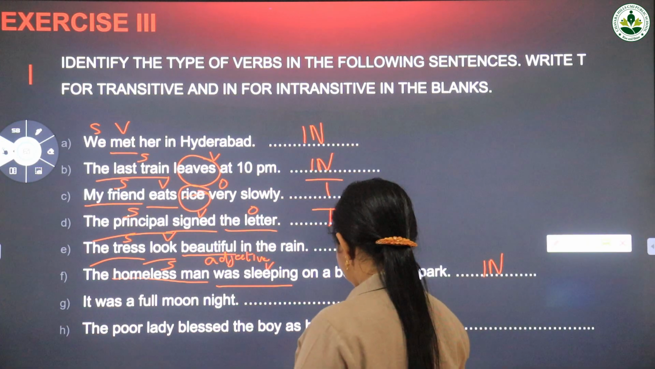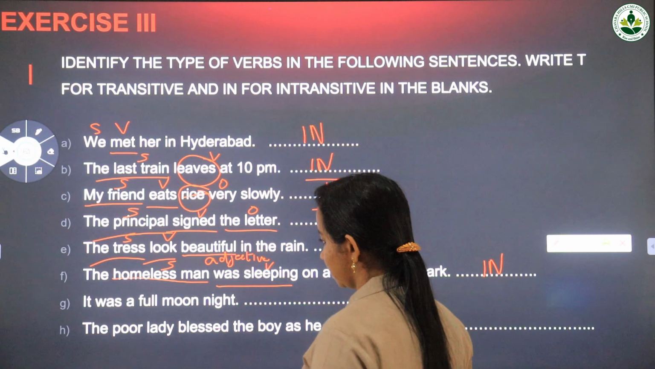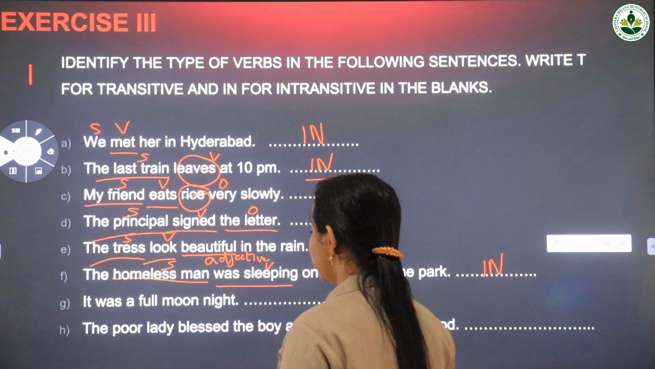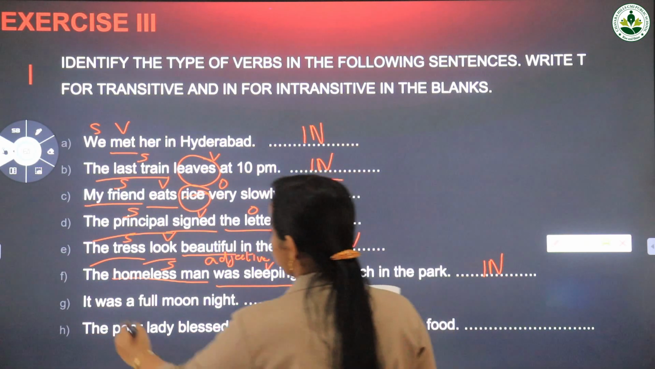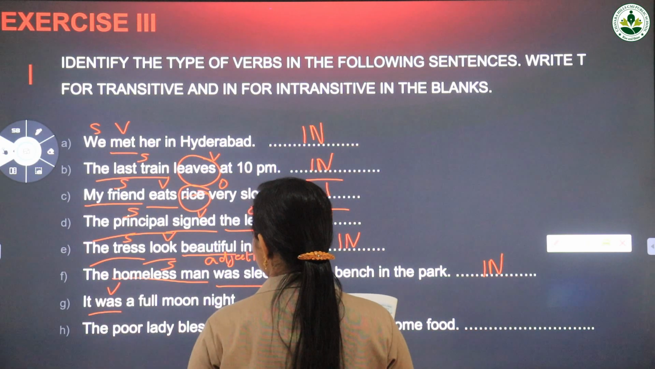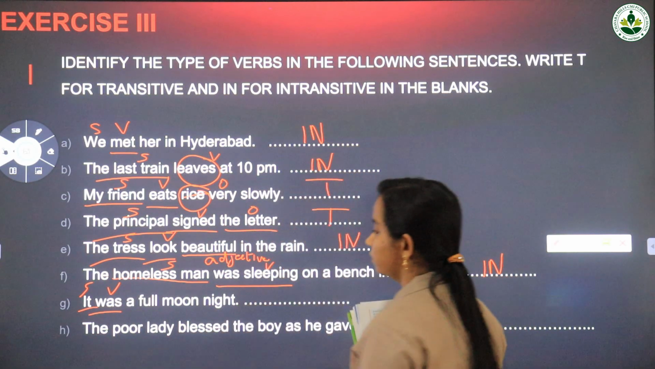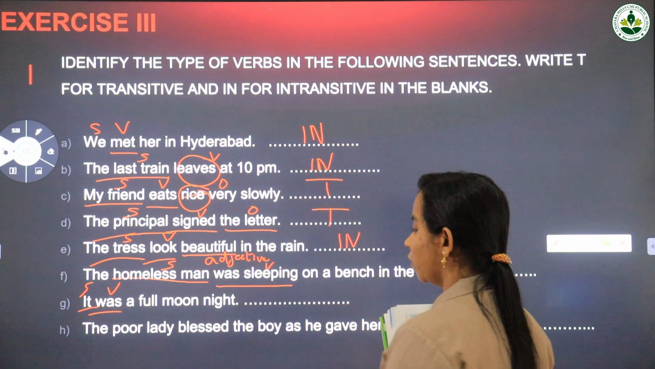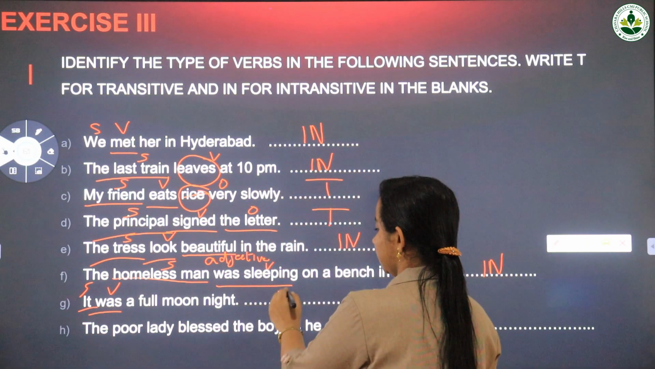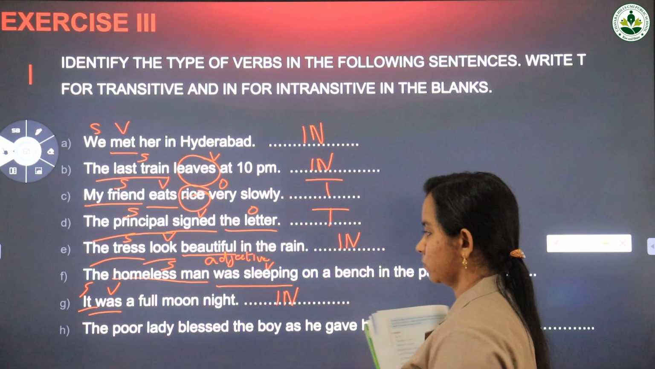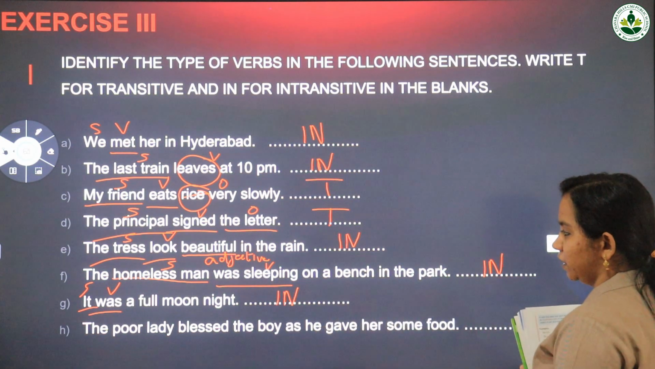Now, it was a full moon night. So was is the verb, it is the subject. It was a full moon night. It was what? Not given. So it is an intransitive verb. Without the object also the meaning is complete.